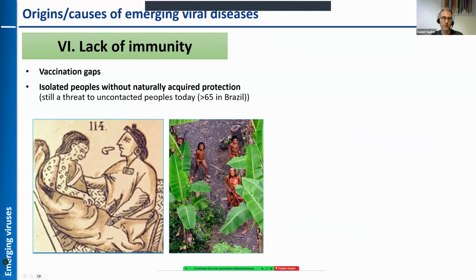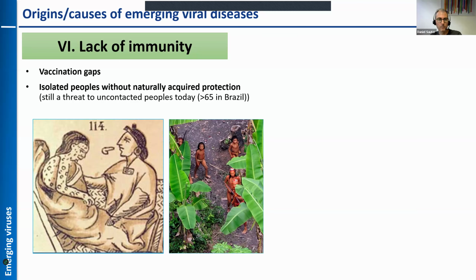So, for example, today there is also quite a number of isolated populations, isolated peoples in areas of South America, for example, that usually don't get in contact with other people. So that means they don't get in contact with a lot of viruses that are circulating elsewhere in the world. So they don't have any natural immunity. And if a virus enters this population from outside, or several viruses, this may have detrimental effects.